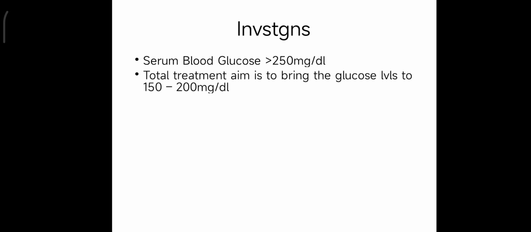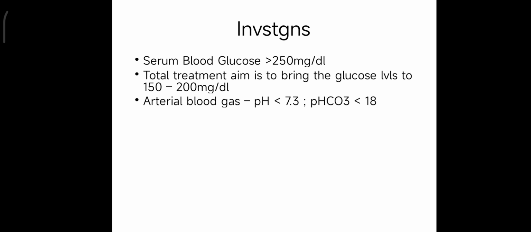So what are the investigations you should do regarding diabetic ketoacidosis? It includes analysis of serum blood glucose level. Since a serum blood glucose level more than 250 mg per deciliter is the causal agent of diabetic ketoacidosis, and the total treatment aim is to bring the glucose level to 150 to 200 mg per deciliter. So our main goal is not to reduce the blood glucose level completely. Our main goal is to reduce it to 150 to 200 mg per deciliter of glucose only.